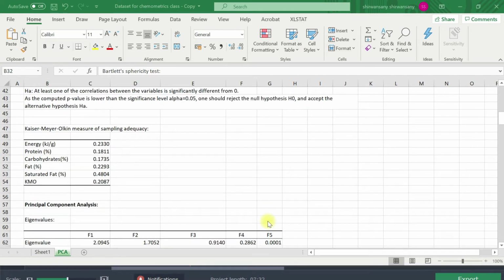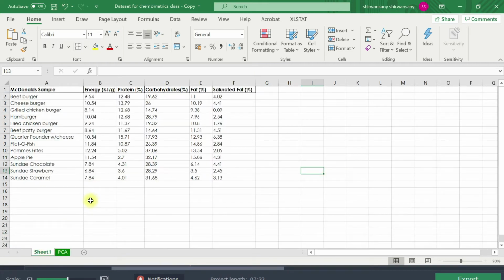So for this video, we would like to discuss the Kaiser-Meyer-Olkin measure of sampling adequacy, which we call KMO. The aim of using KMO is just to check whether our data set is sufficient for multivariate data analysis. In this case, the total KMO value is 0.2087, which is quite low, and it's not sufficient for performing any multivariate data analysis. So you have to go back to your data and collect more data, maybe more replicates or more variables, and then we can go for multivariate data analysis as well as PCA.